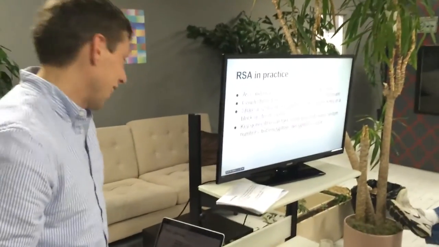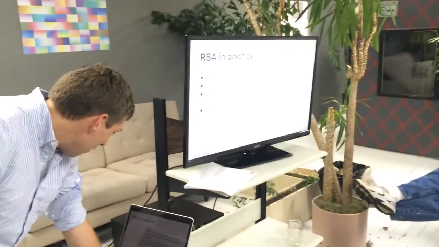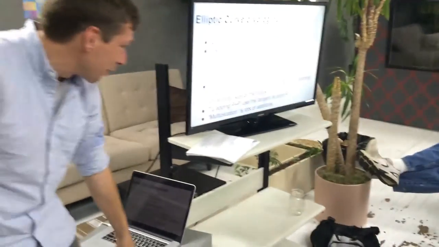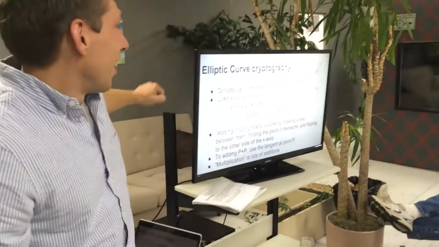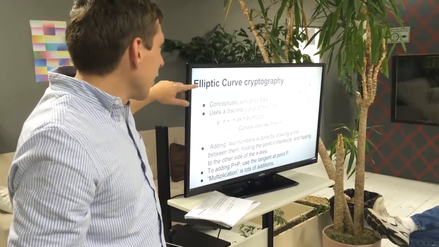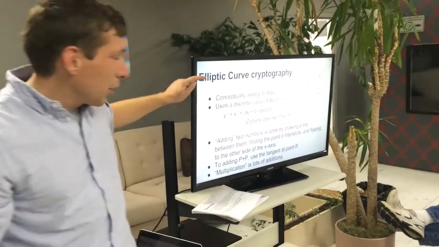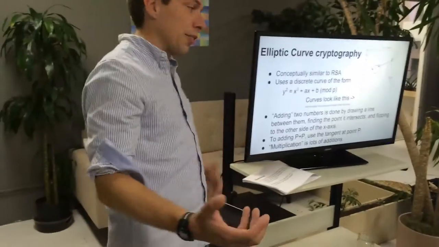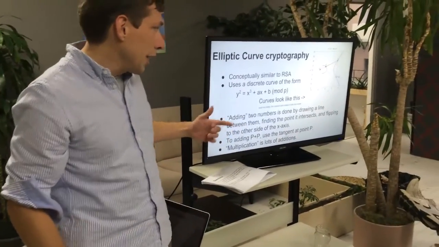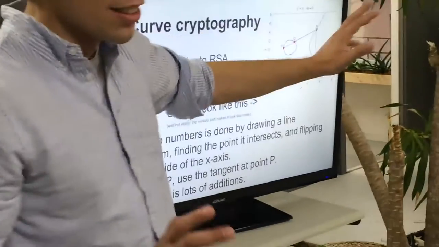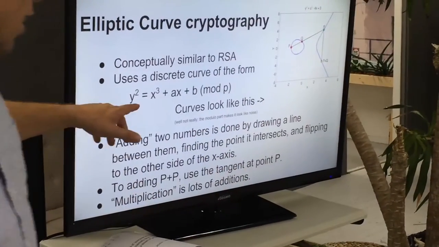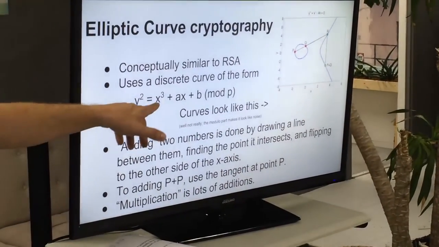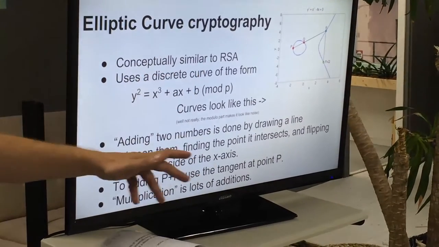Okay, Bitcoin doesn't do that though. So I've been talking about all these other things, and now we get to something Bitcoin actually uses. Well, there's a couple others that I talked about. Elliptic curve cryptography. Conceptually, it's similar to RSA in that you have a private key and a public key. It uses a discrete curve. This is continuous, but it makes it a lot easier to show. Of the form y squared equals x cubed plus ax plus b mod p.